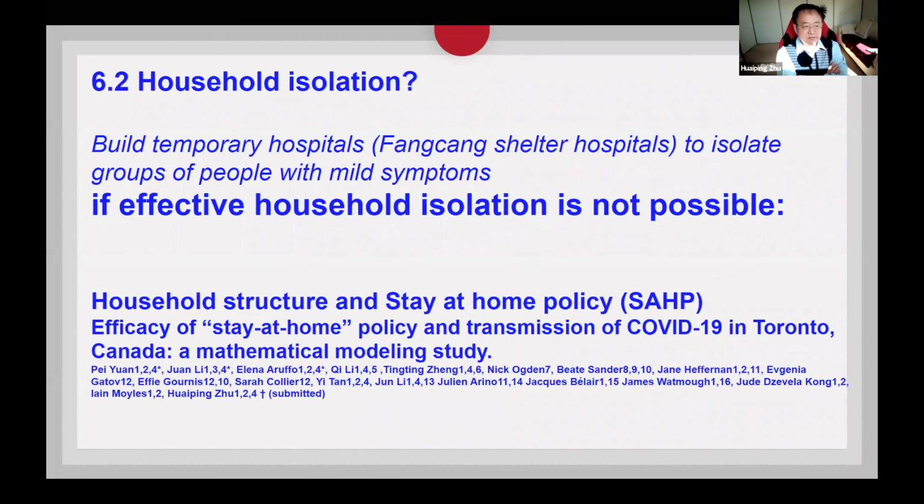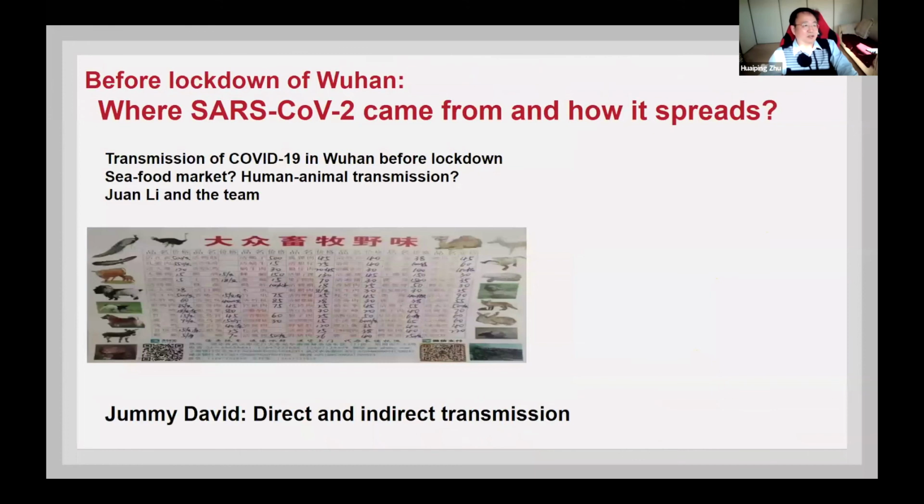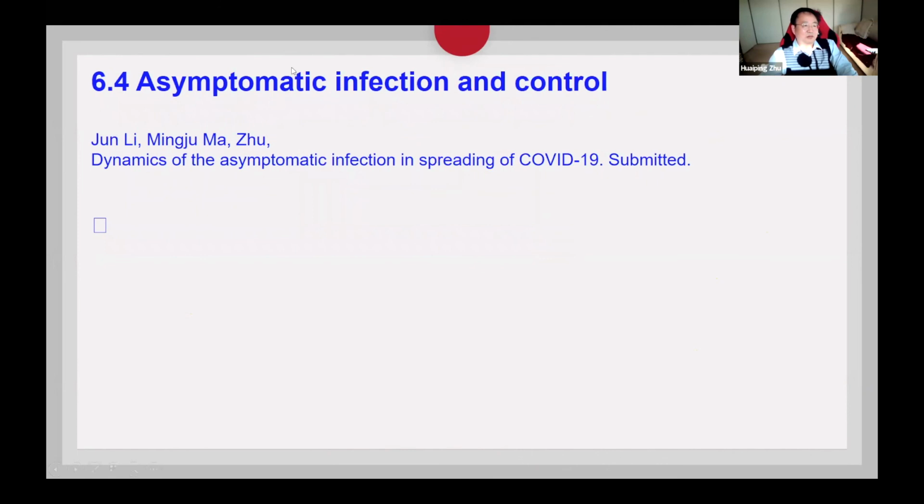According to this advice, we look at how the stay-at-home policy affects the transmission. This is the next paper we finished and submitted. In that paper, we solved the problem of why Wuhan didn't succeed, even though you build a lot of designated hospitals. From that, we conclude it was the Fangcang sheltering hospital that really helped control the Wuhan epidemic. There are more things related to those studies, for example, the role of asymptomatic infection.